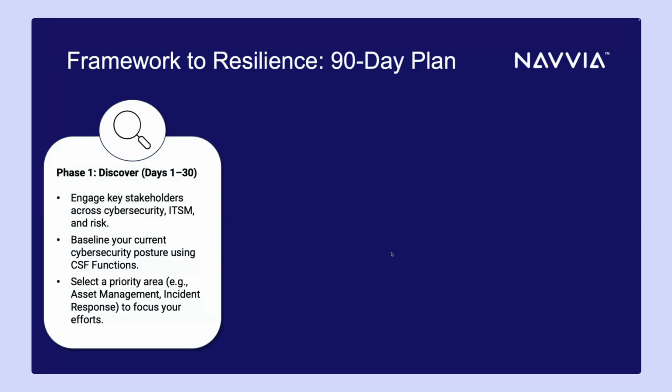But anyway, whether you look at this as a 30-day plan, 90-day plan, or 180-day plan, these are some of the things you should probably think about doing. Do discovery, engage your stakeholders across cybersecurity, ITSM, and the GRC group. Baseline your current posture using the CSF functions. And then maybe from those CSF functions, select a priority area like asset management or incident response to focus your efforts.